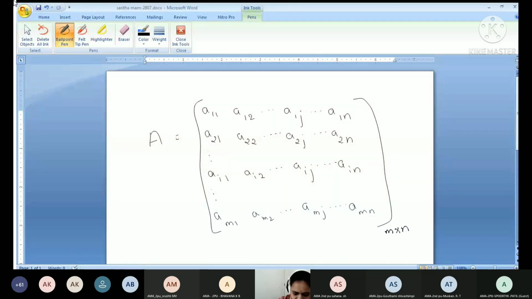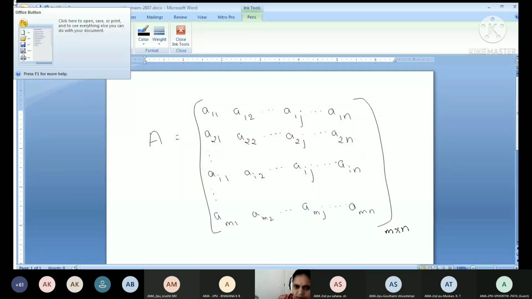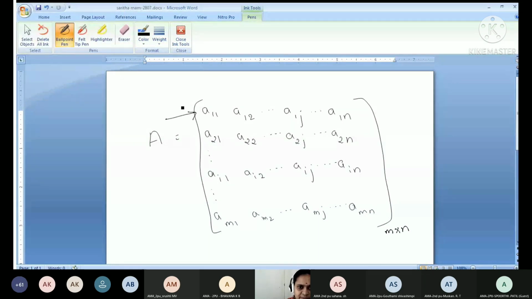See here, some of you have confusion about which is row and which is column. I will show you. This is the first row. I will write it as R1. This is the second row. Let me write it as R2. This is the ith row, so it is Ri. R means row. Whatever subscript I write here, that is which row it is. Next, this is Rm, the mth row.